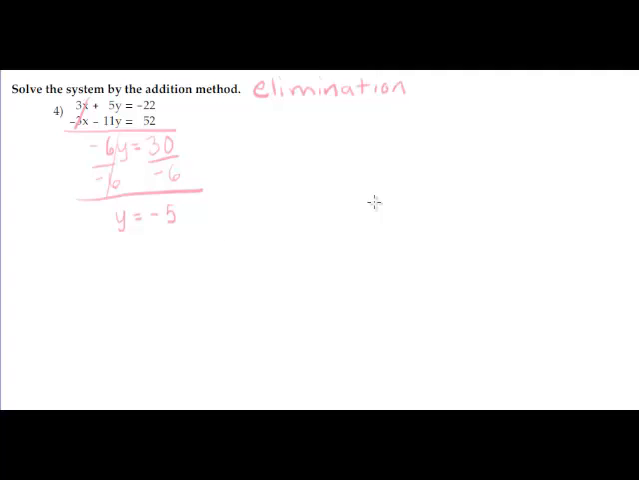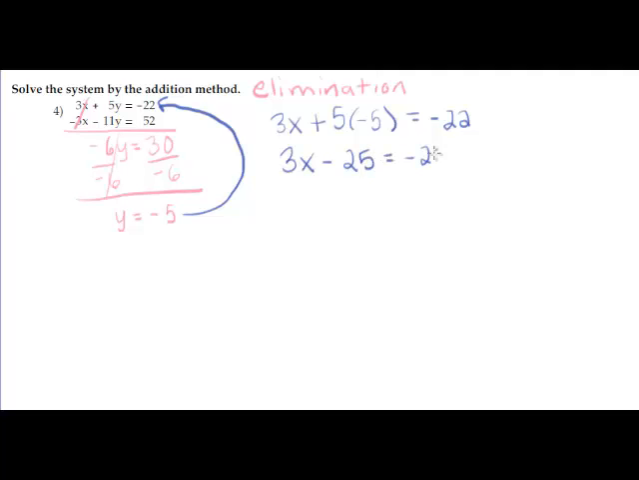Now we have to find x, so we take this and we plug it back in up here into one of our first two equations. So I'm going to pick the first one. You can pick either one and it doesn't really matter, but 3x plus 5 times y, which is negative 5, equals negative 22. And we have to solve this now, so 3x, 5 times negative 5 is negative 25, equals negative 22.